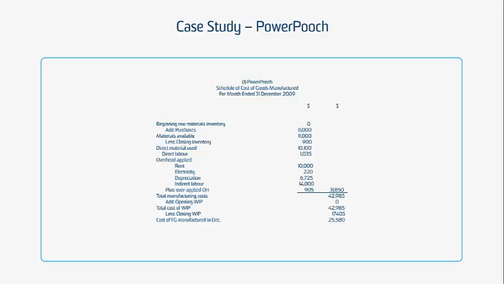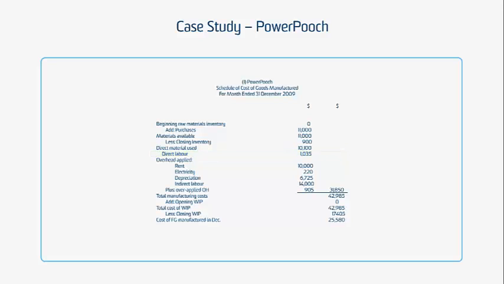So what was available for the period? 11,000. We are told in the question that $900 was left behind of raw materials, so minus our closing gives us direct materials used for the period of 10,100. Direct labour from our journal entries, we've calculated that as 1,035.